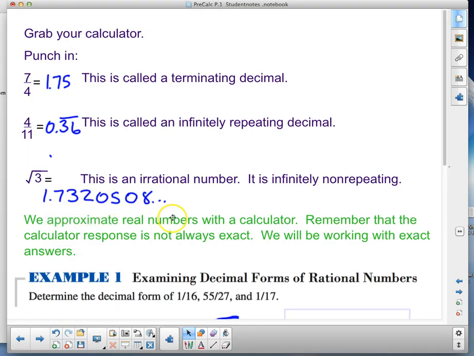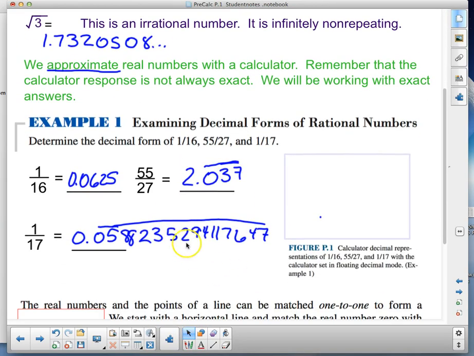We approximate real numbers with a calculator. Let's underline that as we go through so you guys know what you're filling in on your sheet. It's easier to do. Remember that the calculator response is not always exact. We will be working with exact answers whenever possible. Okay. Now, there's a frustration of working with exact answers.